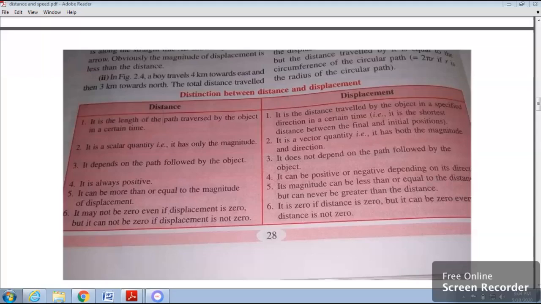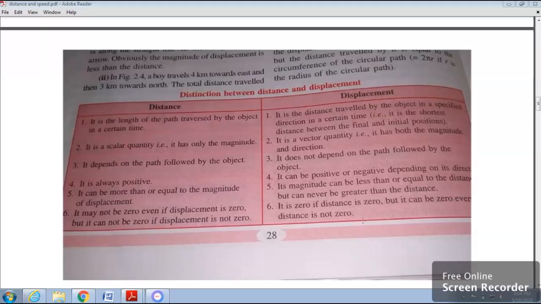Okay. Now, point number 5. Distance can be more than or equal to the magnitude of displacement. In point number 5 of displacement, its magnitude can be less than or equal to the distance but can never be greater than the distance. Point number 6, distance may not be zero even if the displacement is zero, but it cannot be zero if the displacement is not zero. Point number 6 of displacement: it is zero if the distance is zero, but it can be zero even if the distance is not zero.